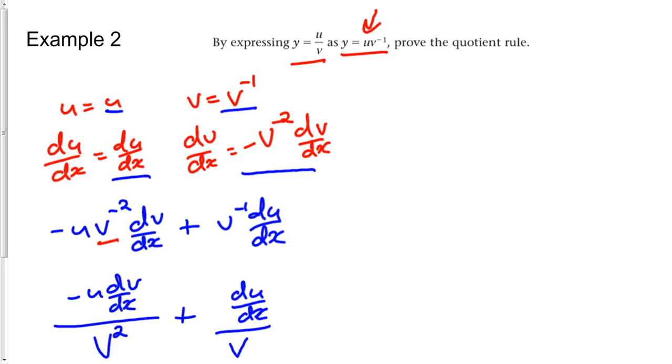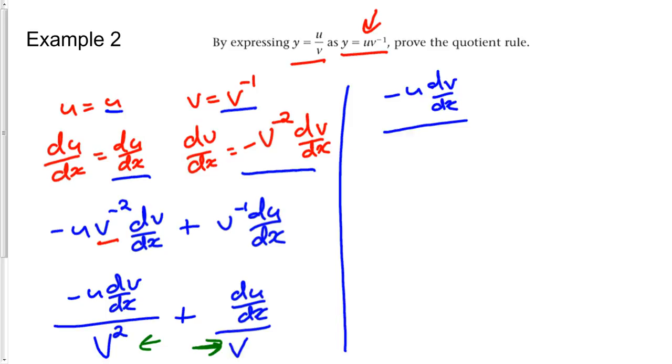Now, as we often talk about in class when we're adding fractions, when it comes to C3, C4, or indeed C1, C2 as well, we can't add fractions if the denominator isn't the same. So in order to make the denominators the same, we've got v squared here, and we've only got v here. So we're going to need to multiply the one on the right, top and bottom by v. So if we do that, we get minus u dv by dx over v squared plus, times the top by v, which is v du by dx over v squared.